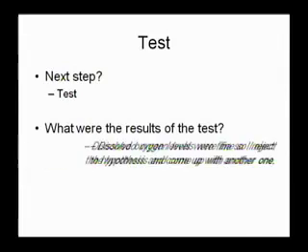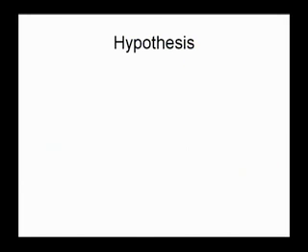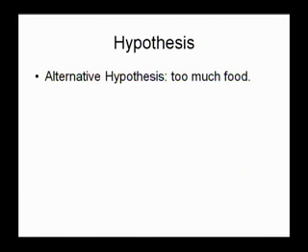So what's the next step then in our scientific method here? Yeah, first we reject this and we say, shoot, that didn't support it. So now we're back and we're going to devise an alternative hypothesis. So as we said here, these were the results, didn't support the hypothesis. So now we get an alternative hypothesis, which was too much food.